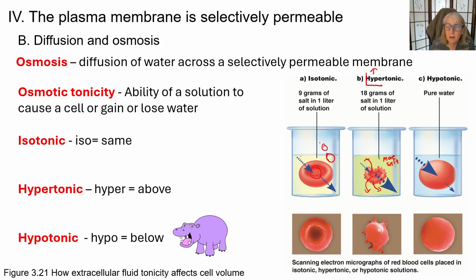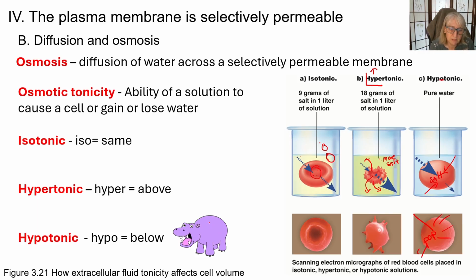If the cell is in a hypotonic solution, it means that there is more salt in the cell or more solute in the cell than there is in the surrounding liquid. The water will pour inside of the cell and it may actually explode. Boop, boop, boop, pop.